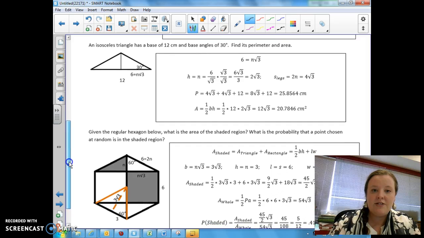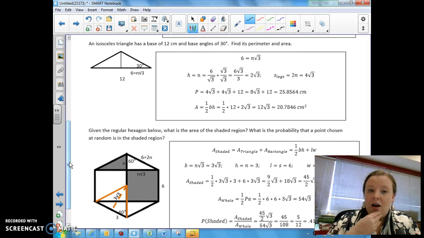Our next question has to deal with an isosceles triangle, where I have a base of 12 centimeters and base angles of 30 degrees. Drawing this is really important, so that's what I did. I drew it in. I drew in my 30-degree angle, split the triangle in half to make two 30, 60, 90 triangles, so I'm able to use my ratios really carefully.